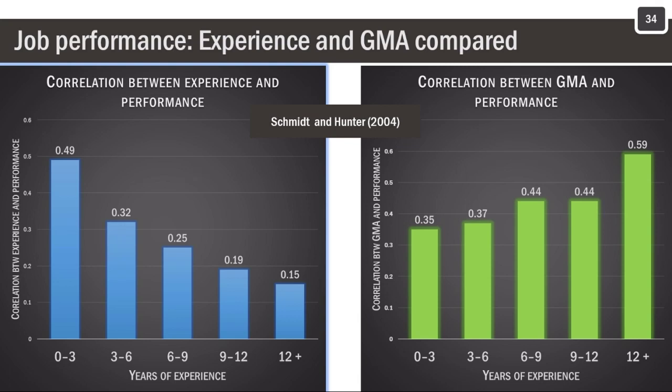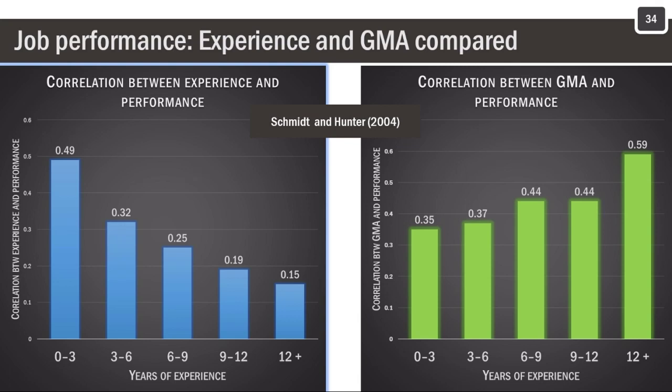On the vertical axis, we have the correlation between general mental ability and job performance. And on the horizontal axis, we have the same 5 job experience groups based on the mean job experience. So under 3 years, between 3 and 6, 6 and 9, 9 and 12, and 12 and over. Each bar on the graph shows the average correlation between GMA and job performance for this particular job experience range.